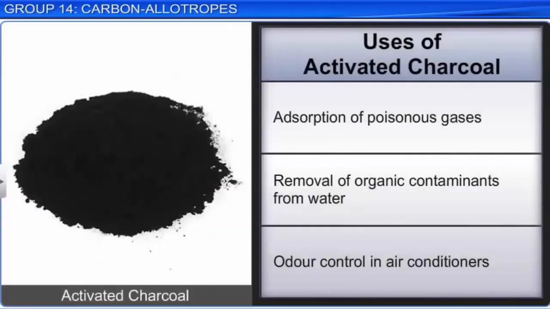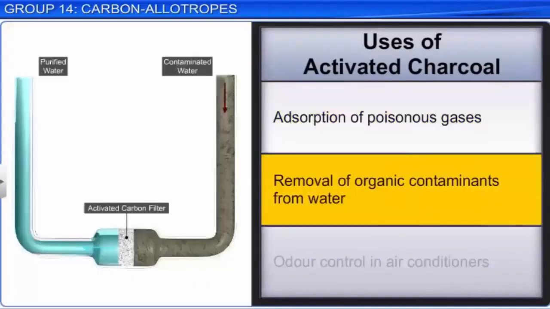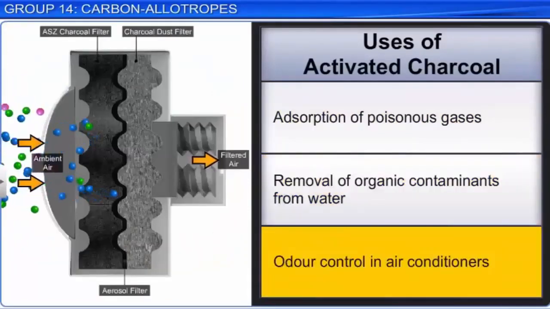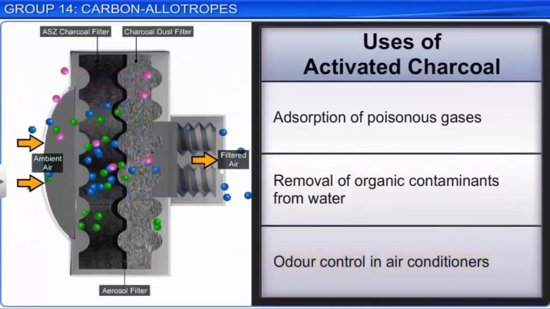Activated charcoal is very porous and can absorb many times its own volume of gases. It is used for adsorption of poisonous gases, removal of organic contaminants from water, and for odor control in air conditioners.